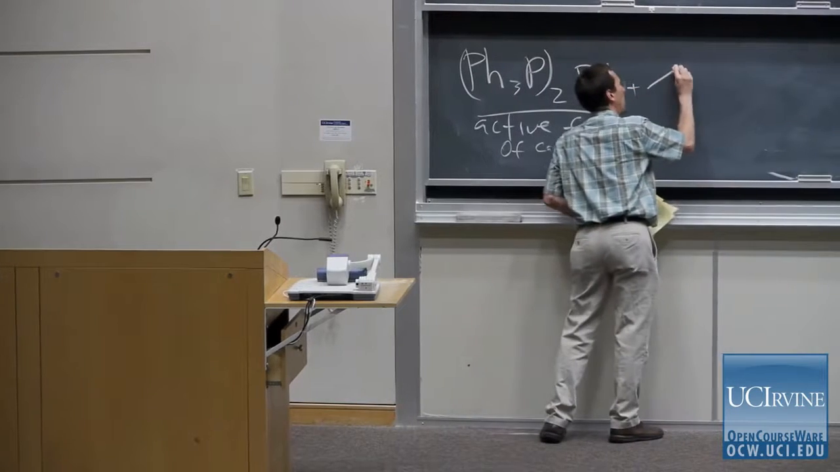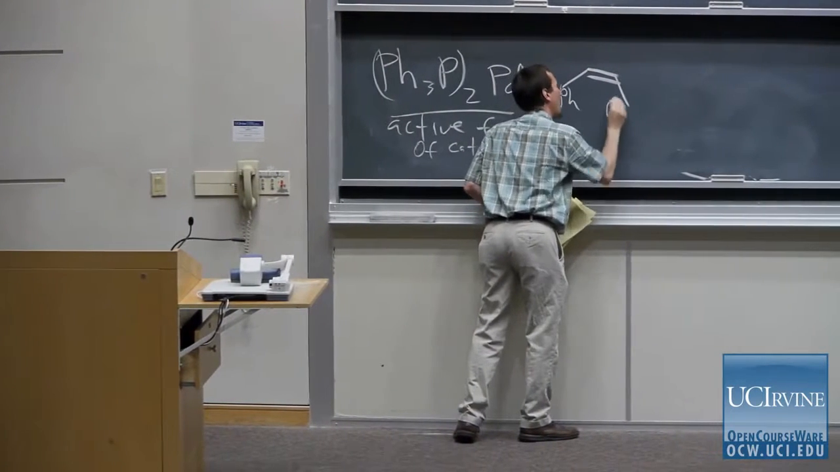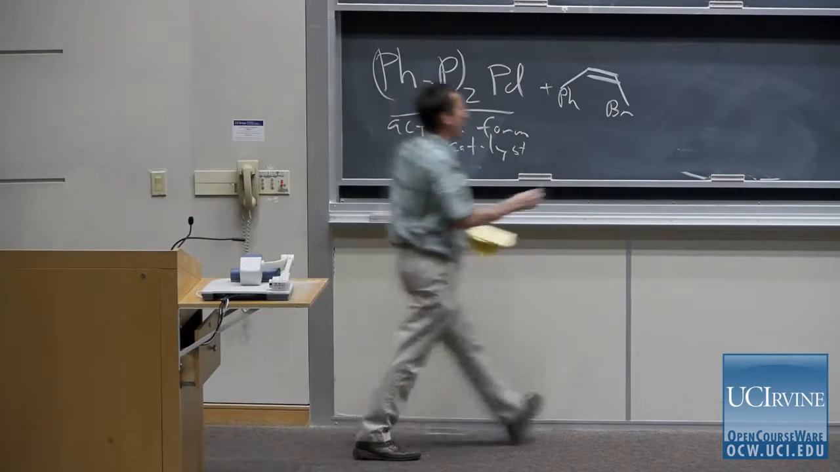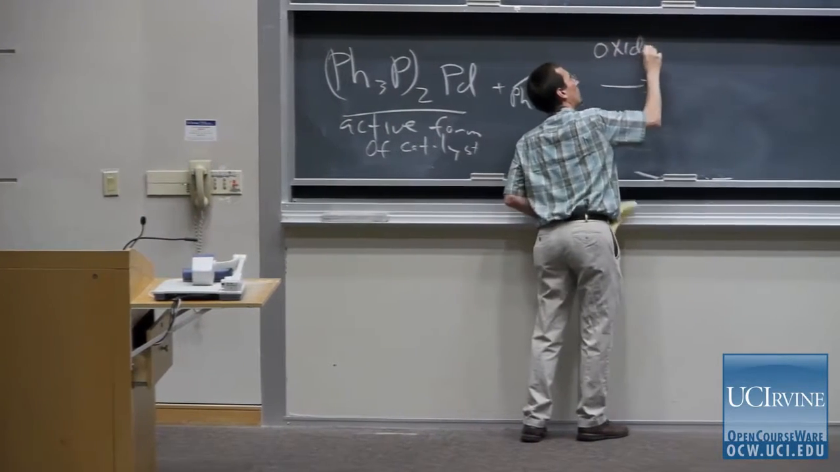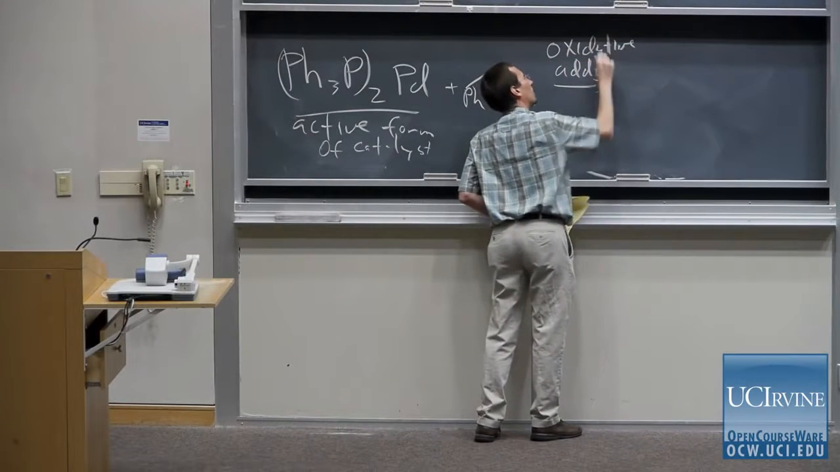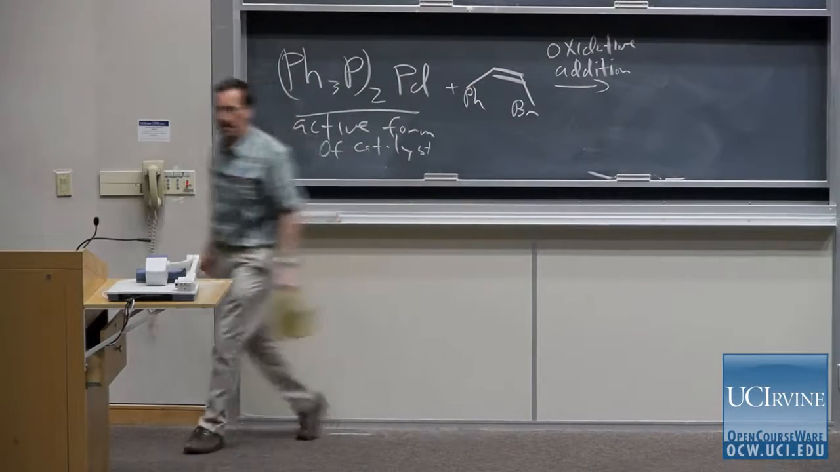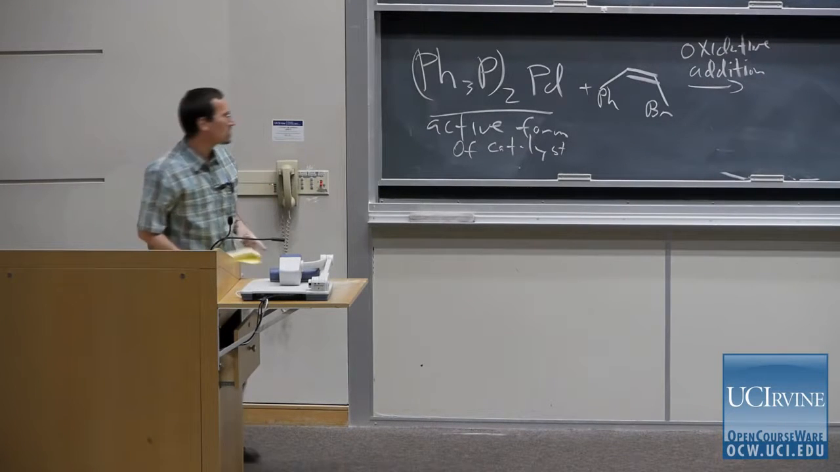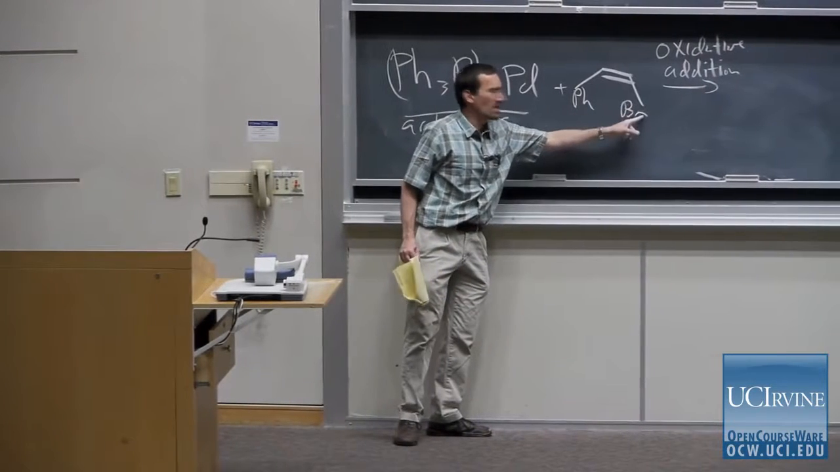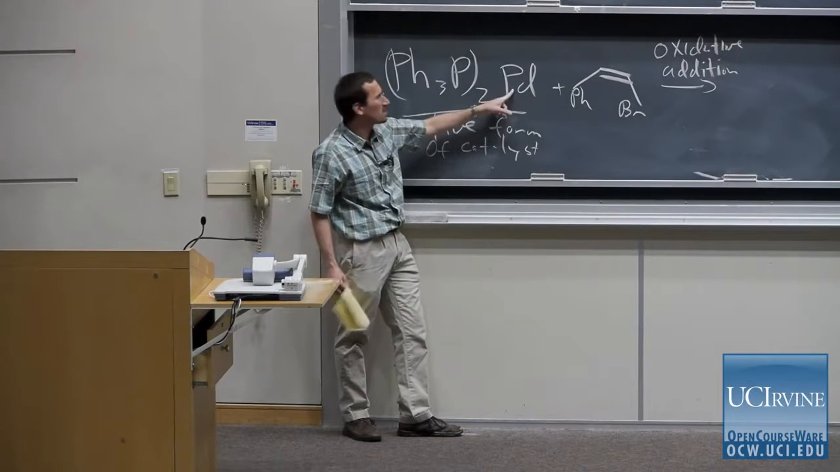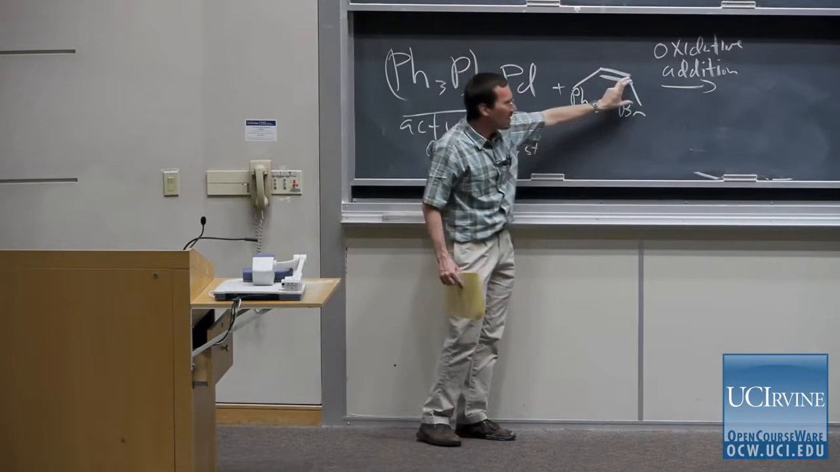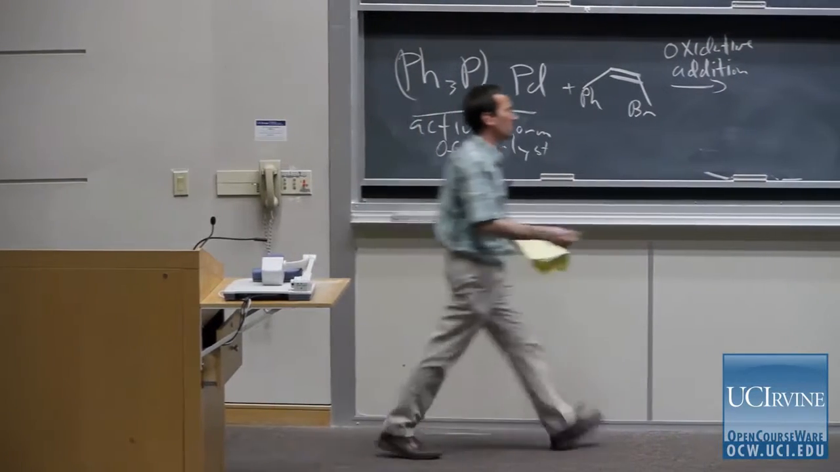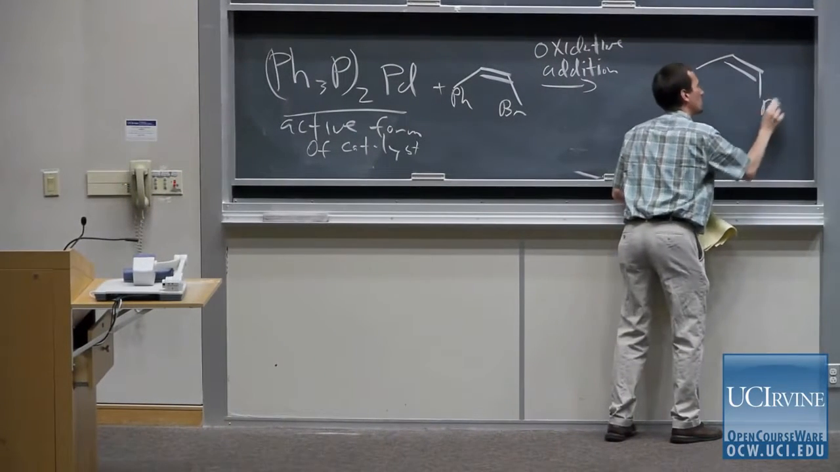All right, so this active form of the catalyst can react with the alkenyl halide. So there's our bromostyrene. And as I said, the reaction's called oxidative addition. In an oxidative addition reaction, a metal sticks itself into a bond and increases its oxidation state by 2. We have the carbon-bromine bond. We have the palladium. The palladium happens to have a 0 oxidation state at this point. When the palladium sticks itself into the carbon-bromine bond, it increases its oxidation state to palladium in the +2 oxidation state.